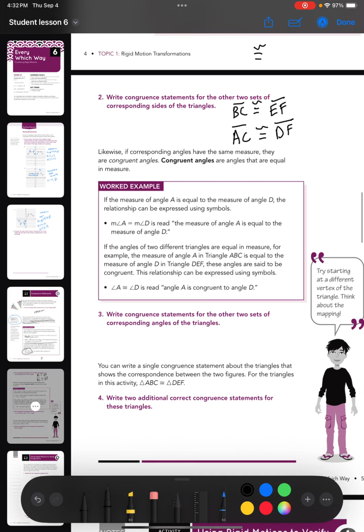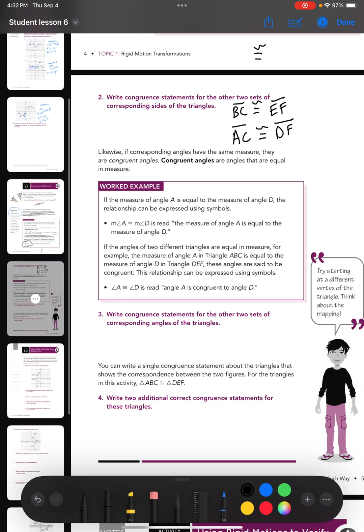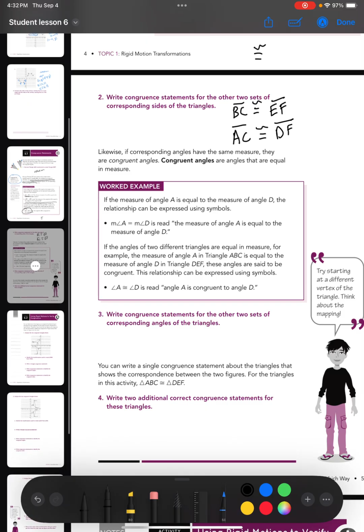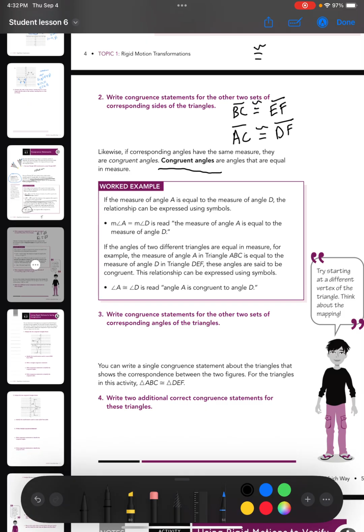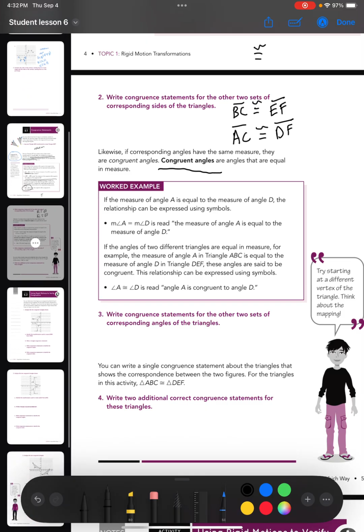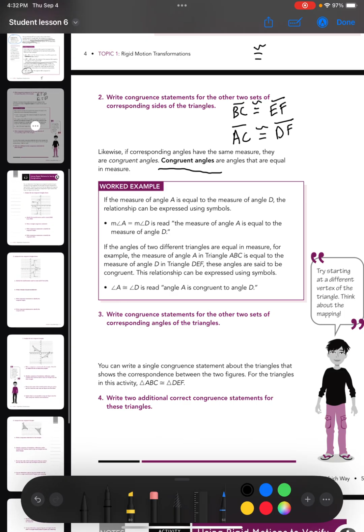Okay, likewise, corresponding angles have the same measure. They are congruent angles. Congruent angles are angles that are equal in measure. So going back to that, congruent means they are equal. So similar in this example here, if the measure of angle A is equal to the measure of angle D, the relationship can be expressed using these symbols. The measure of angle A is equal to the measure of angle D is how we would read that.